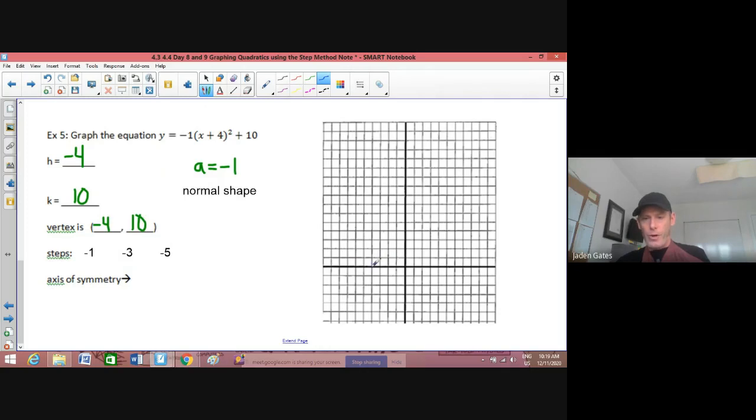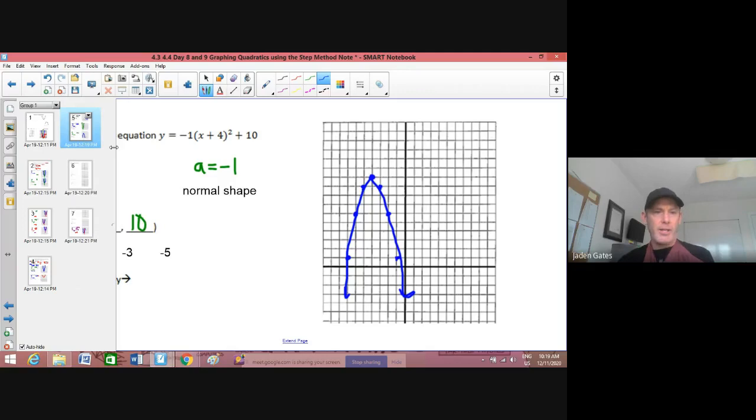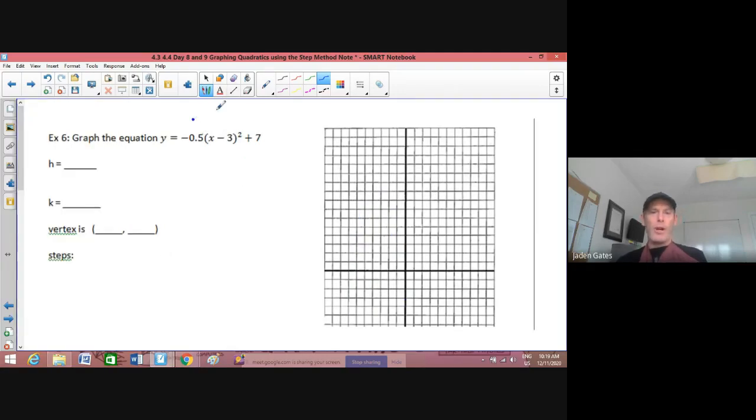So -4, 10, 2, 4, 6, 8, 10. There we go. All right, and so now with my steps being negative, over 1, down 1. Over 1, down 3. And over 1, down 5. Again, same thing on the other side. Over 1, down 1. Over 1, down 3. Over 1, down 5. There we go. So again, there's our parabola shifted left 4, up 10, has a normal shape, but yet opens down. And that's all that stuff that you got to be able to look at that equation and see that happening. All right, let's try one more here.